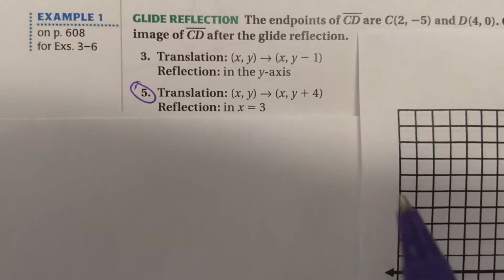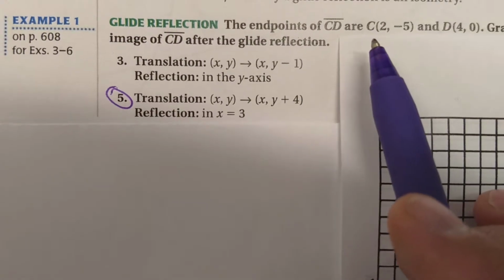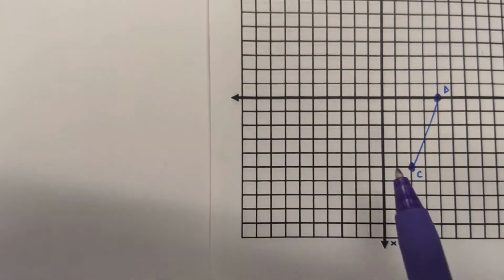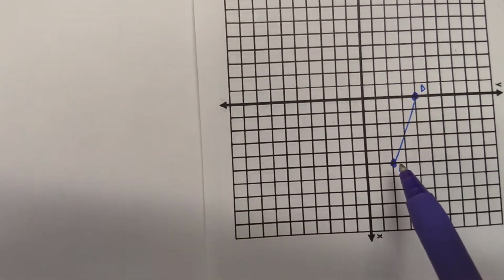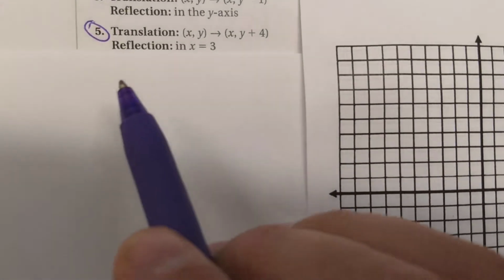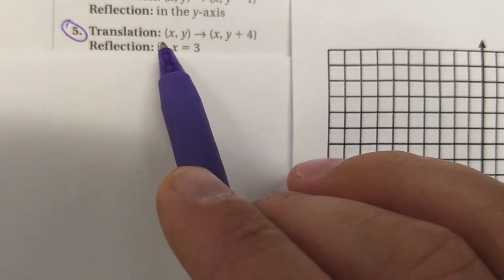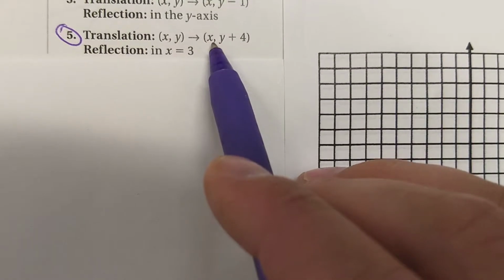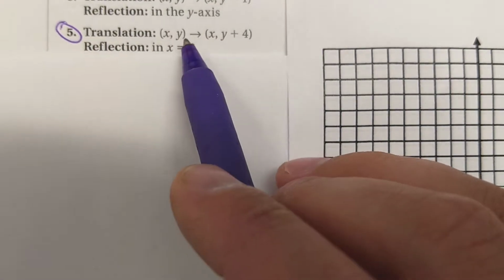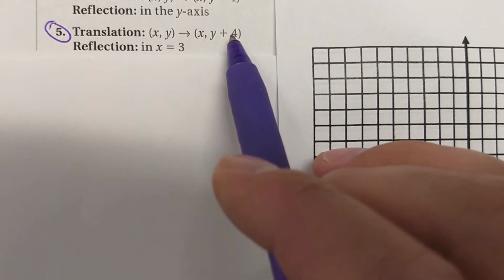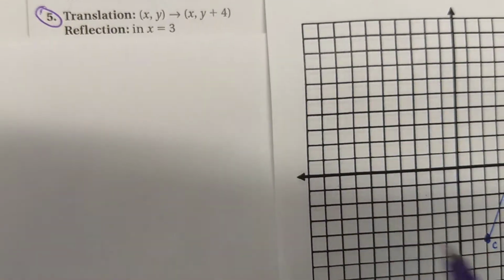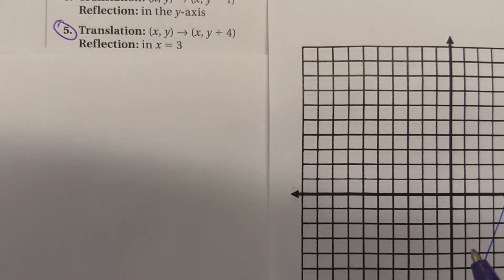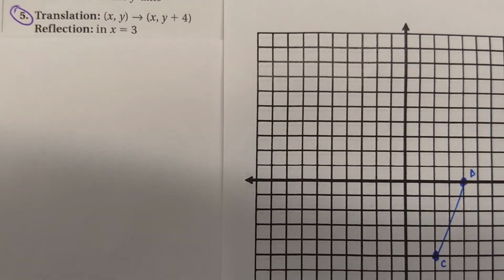Okay, so what we're going to do is take 2 points, C, D. C is at (2, -5), and D is at (4, 0), and I've drawn those on this graph down here. And we're going to create a glide reflection that takes them through 2 steps. First, we're going to translate it, and it looks like the x still remains x, so it's not shifting left or right, but the y values go up 4. So we're going to first translate it 4 units up. After we do it, then we'll reflect it across a vertical line.